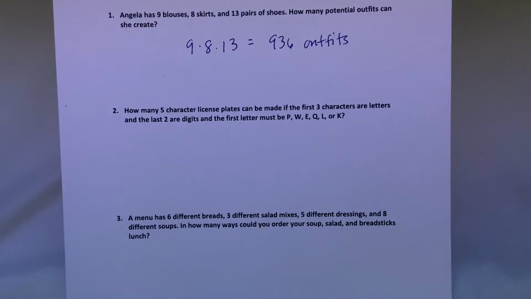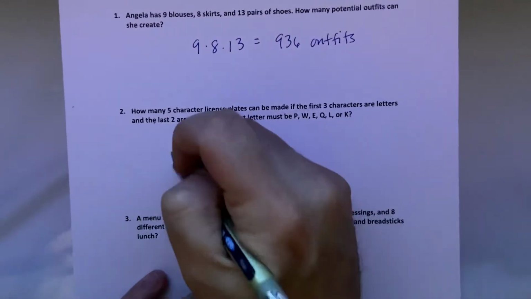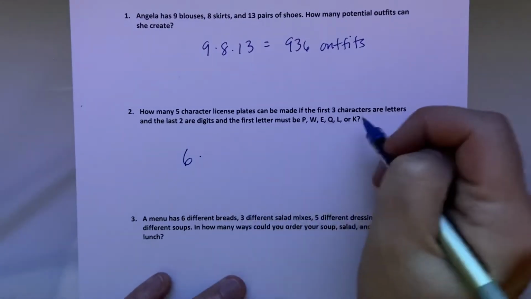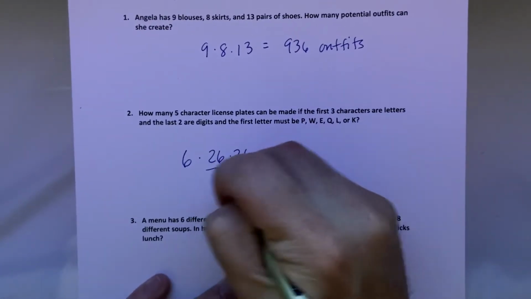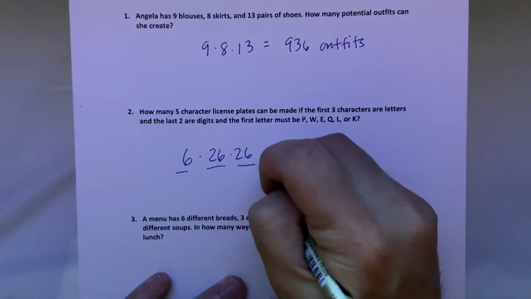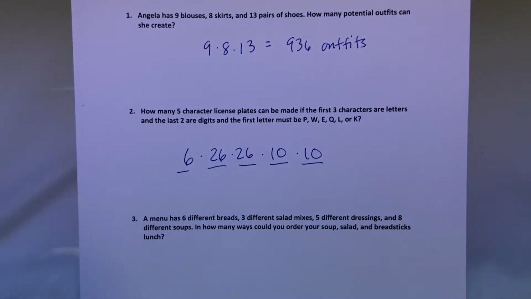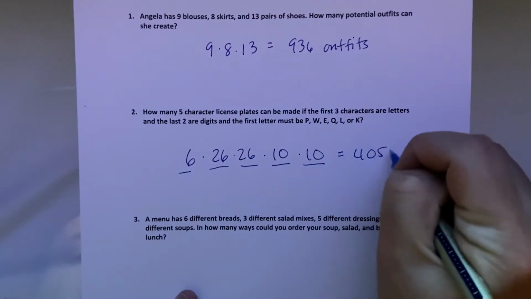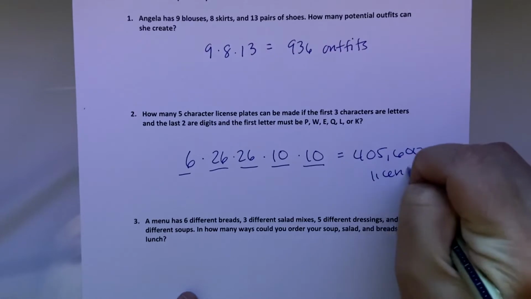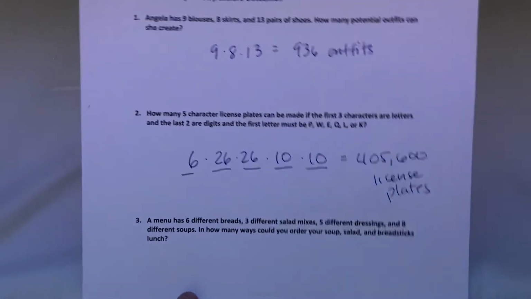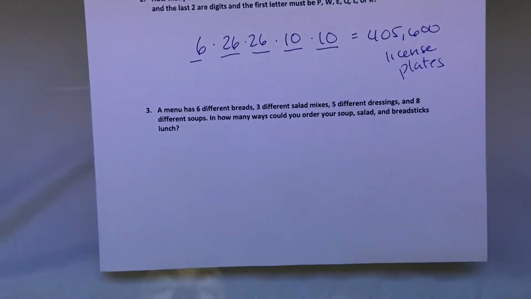How many 5-character license plates can be made if the first 3 characters are letters and the last 2 are digits? The first letter must be P, W, E, Q, L, or K. So the first letter, we have 6 options, but everything else, 26 letters in the alphabet for the second and third. And then the last 2 are digits. There are 10 digits, 0 through 9, and you just multiply those all together to get 405,600 different license plates, given those parameters.